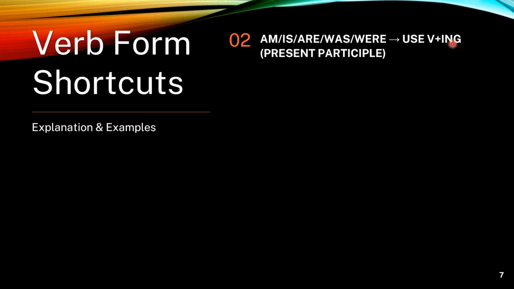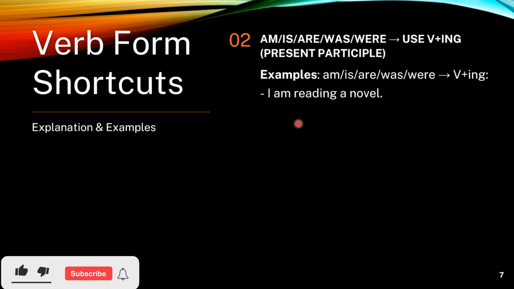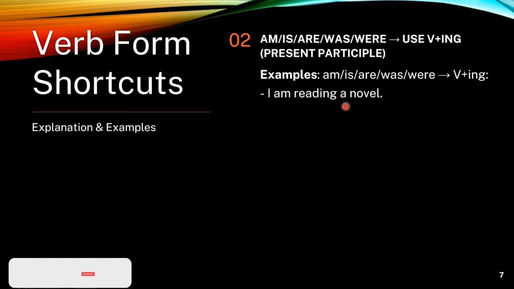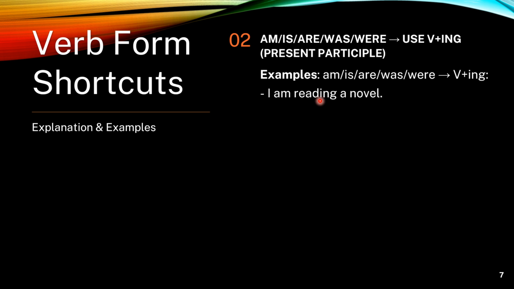Always go with verb plus ing in active voice. Let's understand with examples. I am reading. This is an active voice sentence, showing who did the activity, who is reading, right? So I am reading. What? A novel, right? So I am reading a novel. After am, is, are, was, were, we always go with verb plus ing.